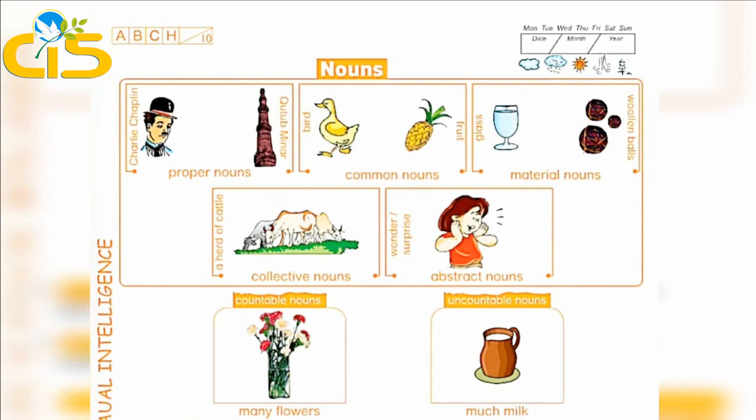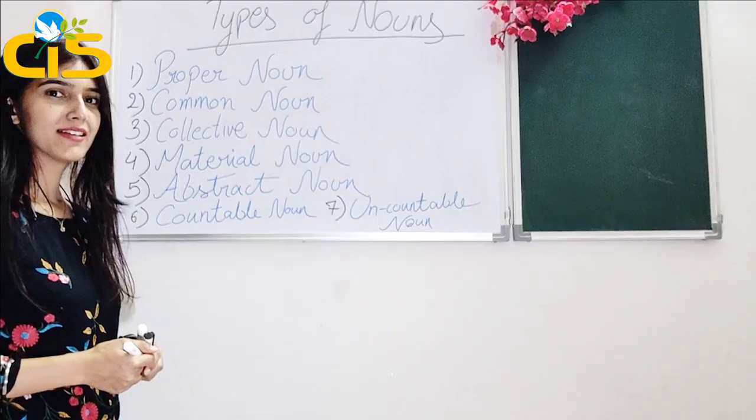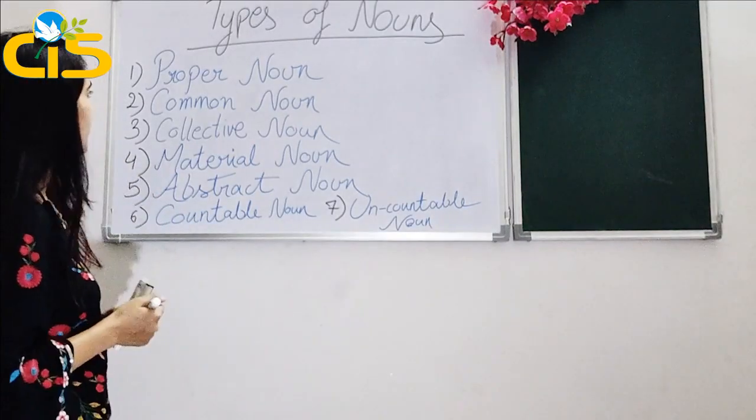Fine. Now the sixth one is countable nouns. Countable nouns are those which can be counted, and countable nouns have singular and plural forms. For example, flowers, ball, boy, cat, person, etc. Now the last one that we have is uncountable nouns. Uncountable nouns are those which cannot be counted, and uncountable nouns are always singular. Alright? For example, milk, rice, water, etc. So students, these are the 7 types of nouns.